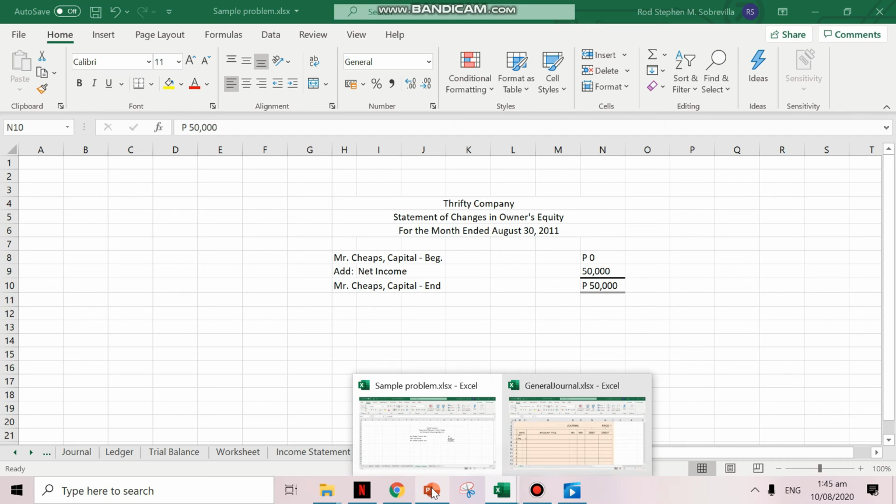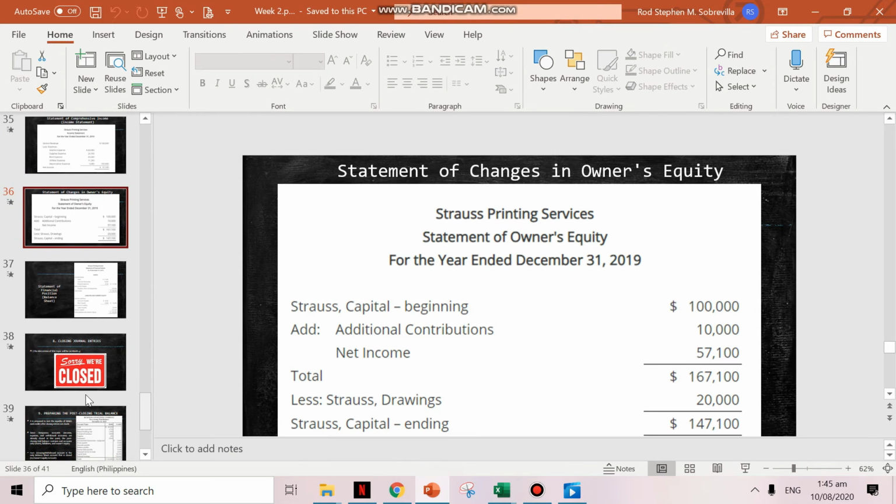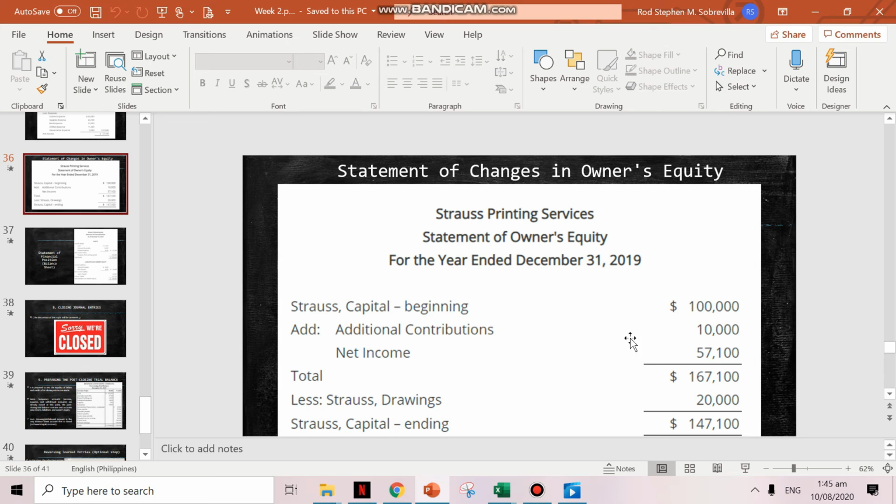Again, paano yung format if ever na may ibang transactions affecting the owner's equity? It goes like this. The beginning plus the additionals and net income. Ako, para hindi malito, ginagawa ko is nilalagay ko siya dito. Kasi totals lang yung nilalagay ko dito. So, 10,000, 57,100. Total niyan is dito. Saka ko siya ito total.